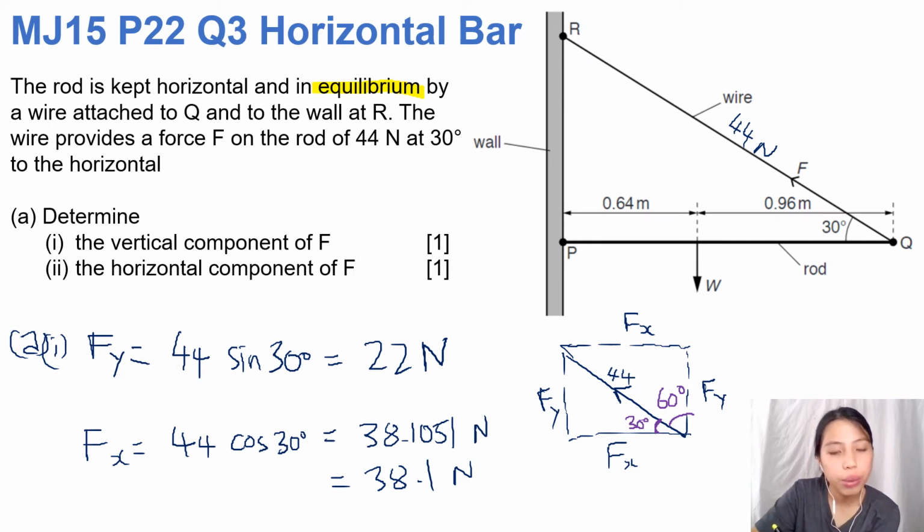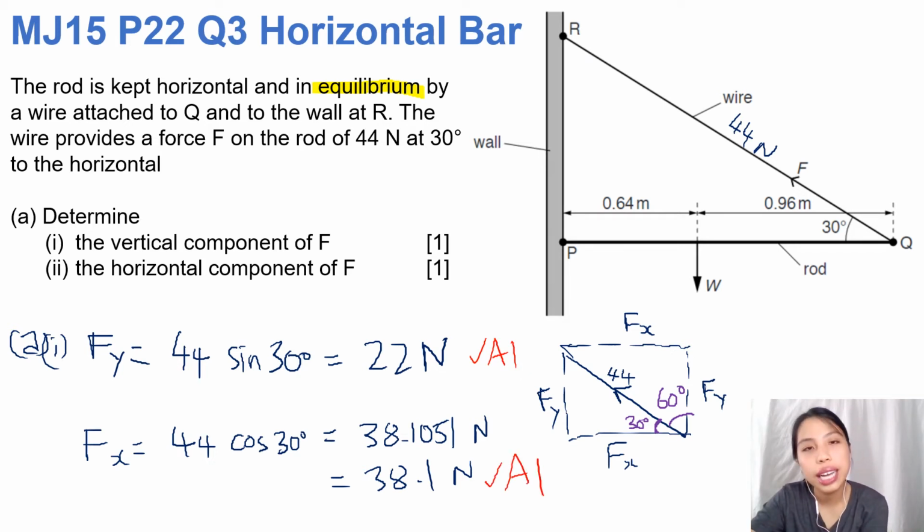So you get 1 mark each. First is just an A1, and then another A1 mark. Okay, that's part A. Let's look at the other parts.